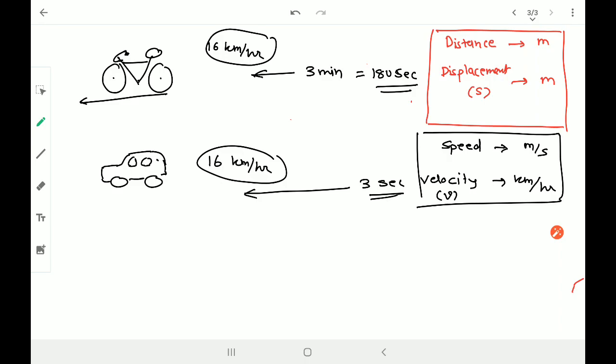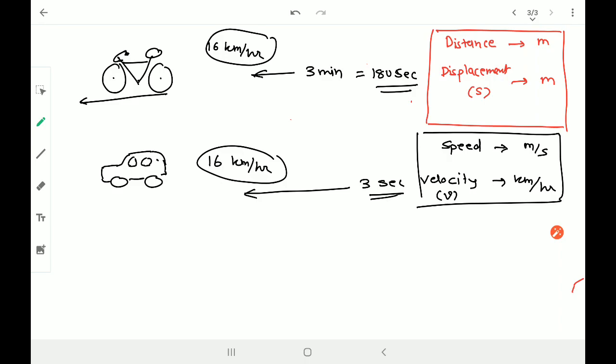That's the reason the lever in your car which is used to increase the speed is called an accelerator, because it accelerates the car. What do you mean by accelerate? Increases the velocity. The car is at 0 meter per second, and it reaches 10 meter per second in a short time. So that is called acceleration.